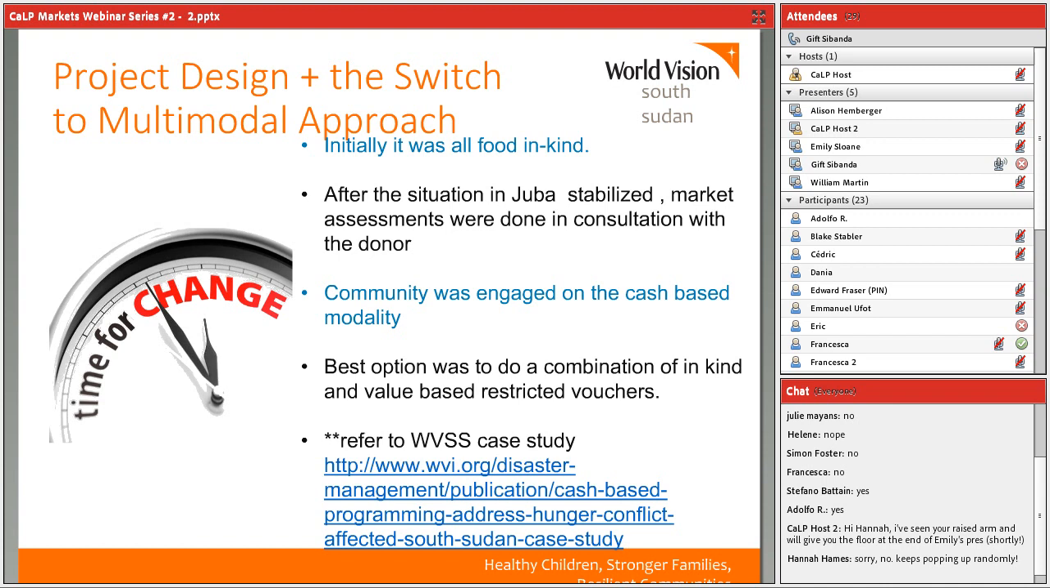Okay. So basically, the operation was initially all food in kind. After the situation in Juba stabilized, market assessments were then done in consultation with the donor. The main purpose was to see whether it was possible to move on to cash programming. When that decision was made, the community was further engaged on the cash-based modality and asked what their preferences and opinions were. And the best option as a result of that consultation was to do a combination of in-kind and value-based restricted vouchers.